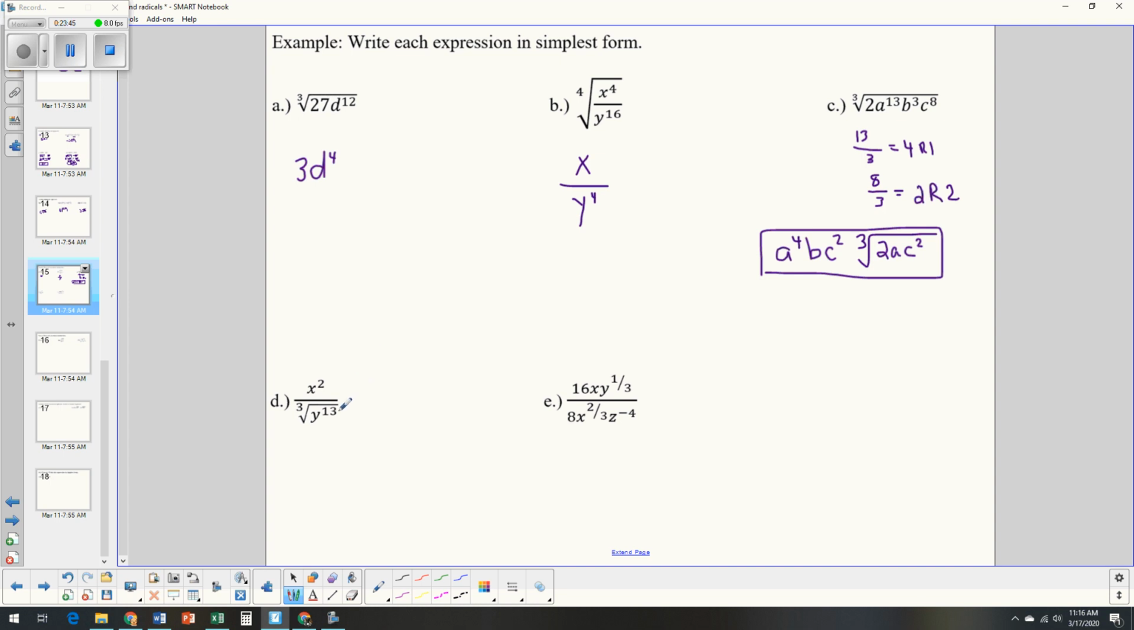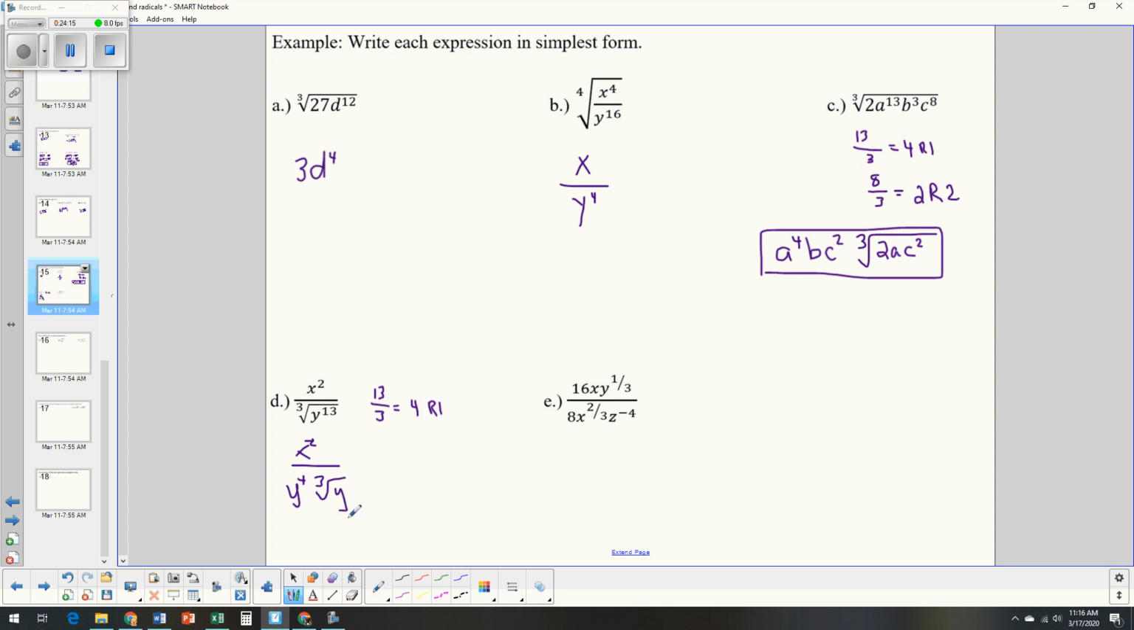D gets even worse because this does not work nicely, right? We could start by doing that. 13 over 3, we know goes in 4 times with a remainder of 1. So we're going to have x squared unchanged over, we could take out y to the 4th, but then we keep the cube root of y to the 1st.